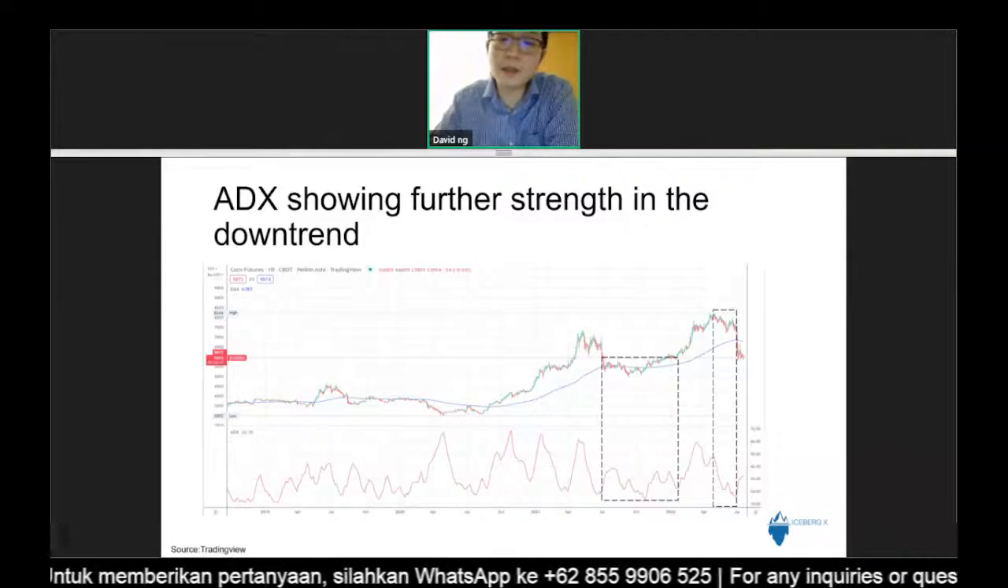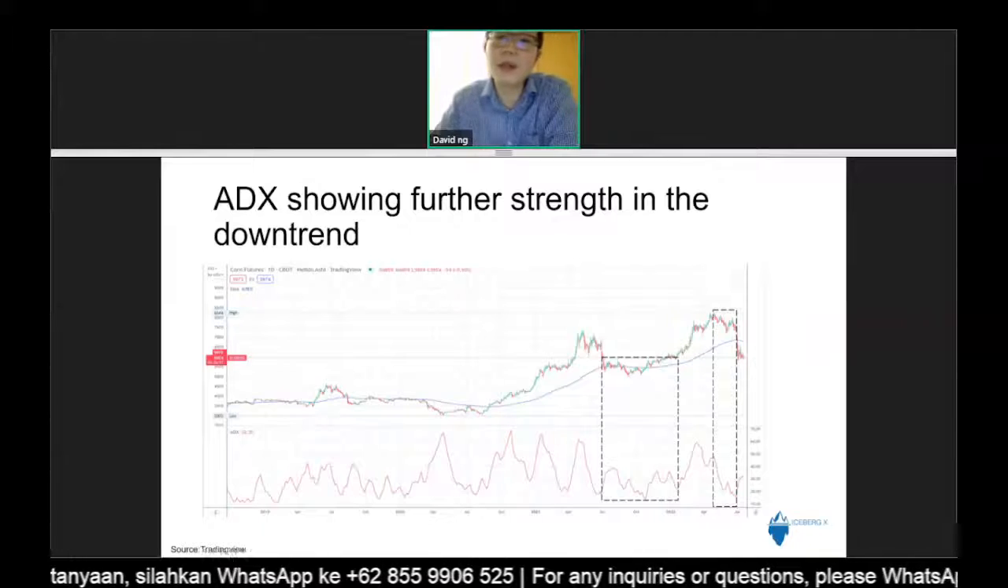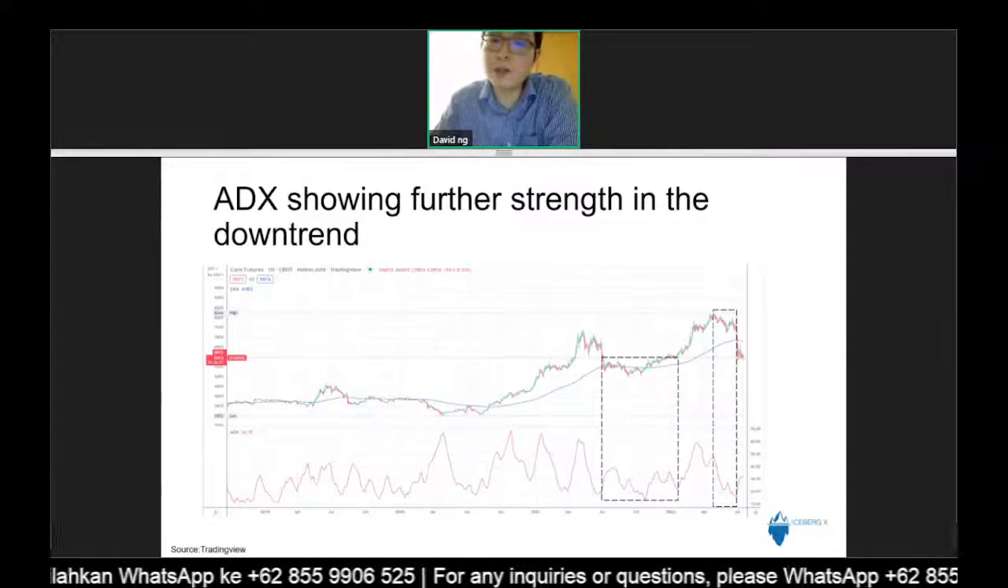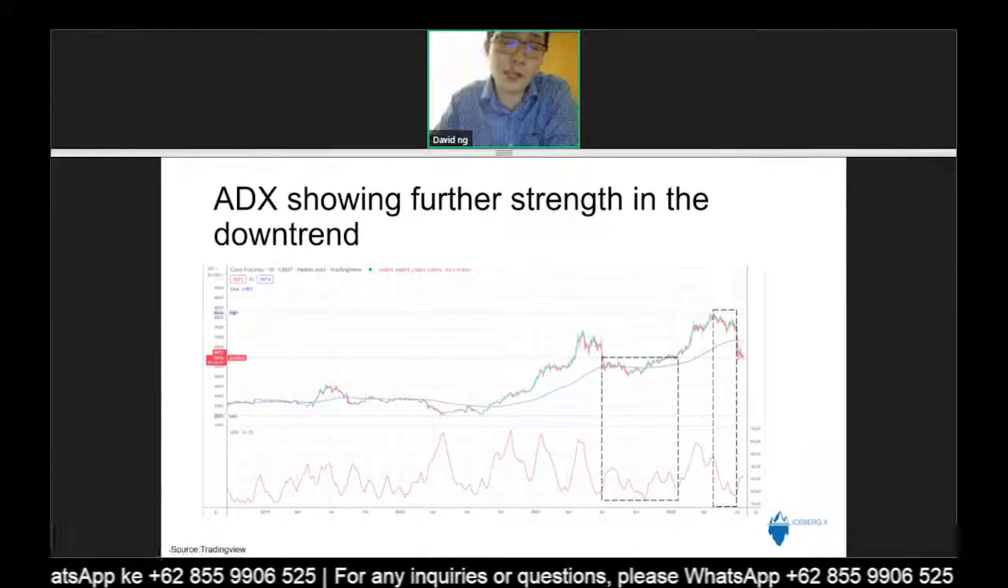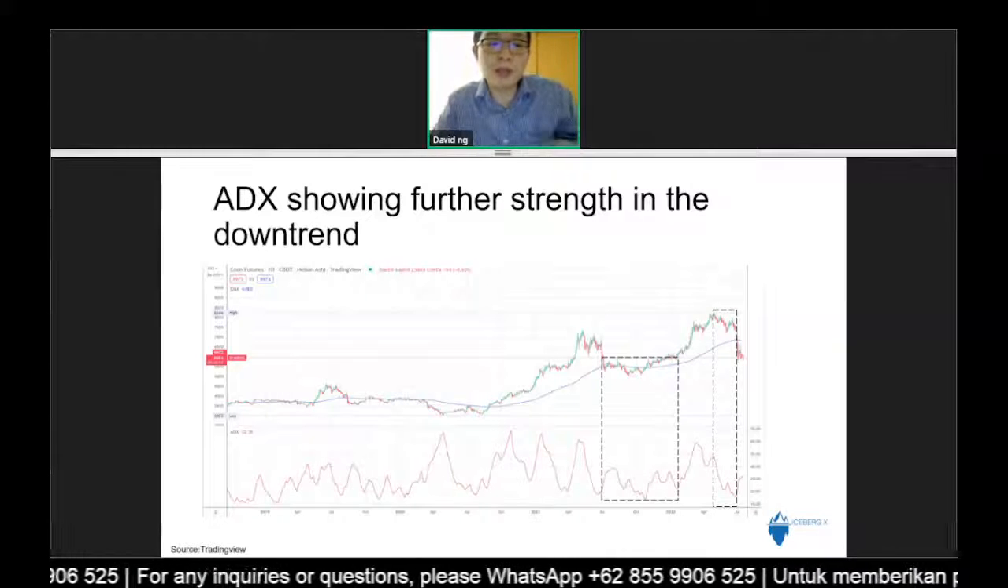But if the trend is going higher, but the ADX value is staying below 20 or at 20, then that tells you there's no strength in the trend. So you have to be careful using a trend trading strategy, especially when the strength is not there.